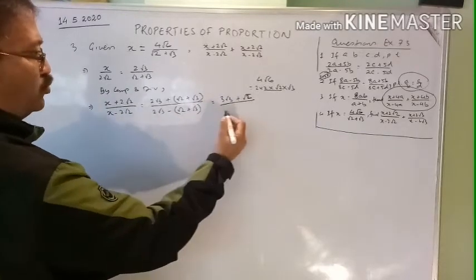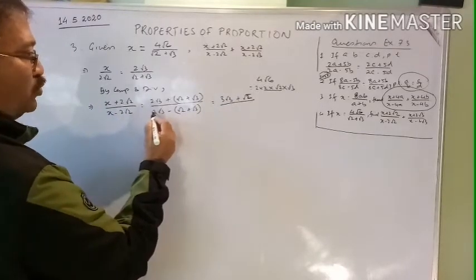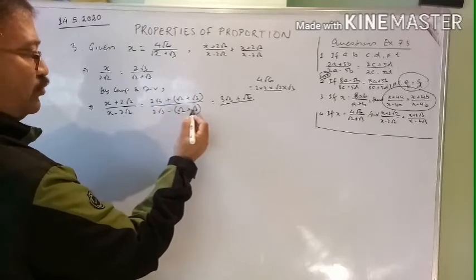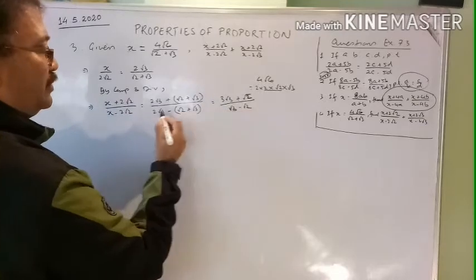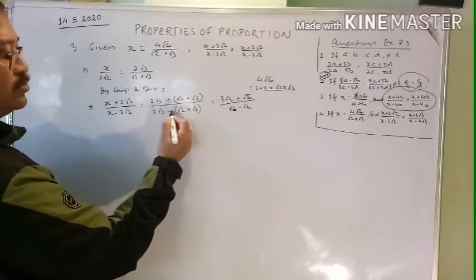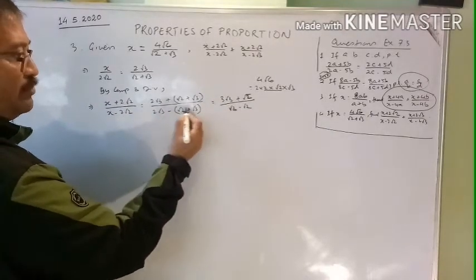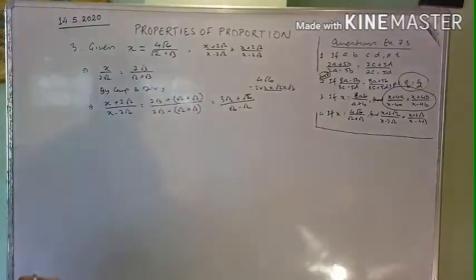And here, 2 root 3 minus root 3 will be root 3, minus root 2 you get. Because minus into plus will be minus, the 2 root 3 minus root 3 will be root 3 and minus root 2. That we got.